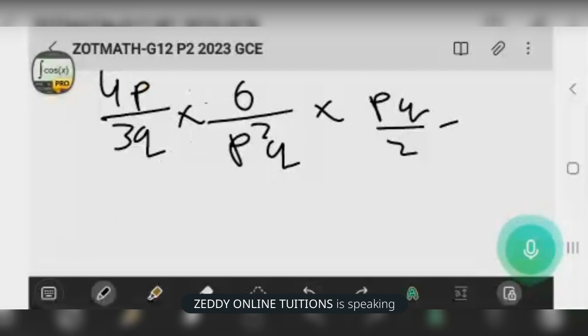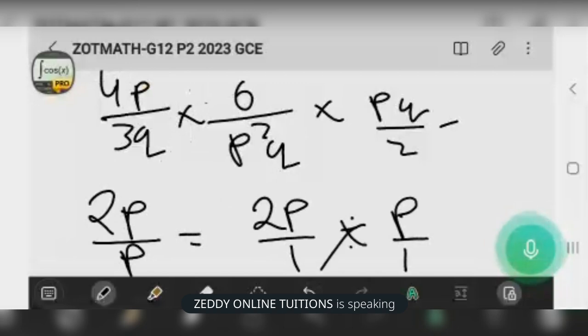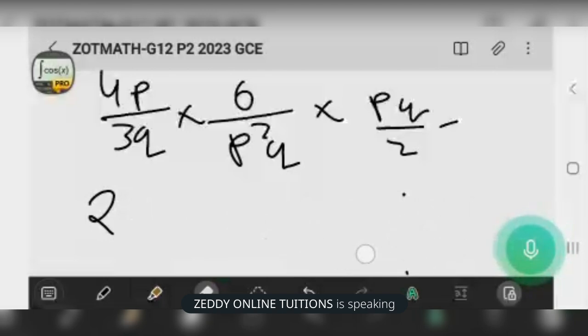When I explained that 2p over p can also be written as 2p over 1 divided by p over 1, where we can change this and reciprocate these ones. Have you seen? Have you understood? That is what is happening on top there. There's nothing that we have changed.